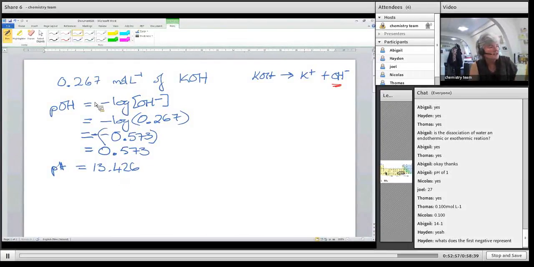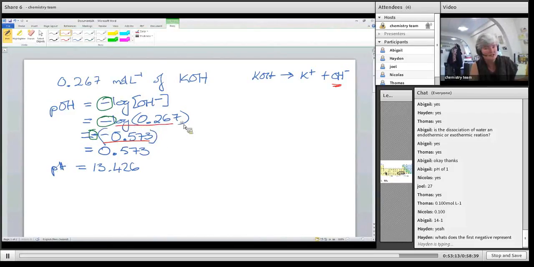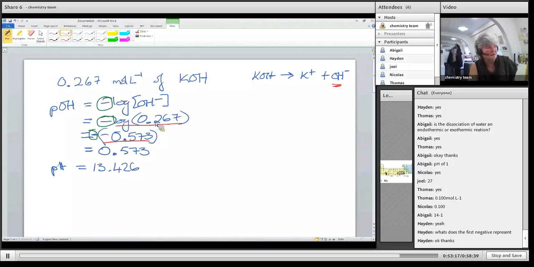So the first negative is, remember we said it was an inverse scale. So that's just from that negative that's coming down all along. This bit over here is the answer to the log of that. So you always come up with a negative number, very likely, and then you multiply it by negative and you get a positive.